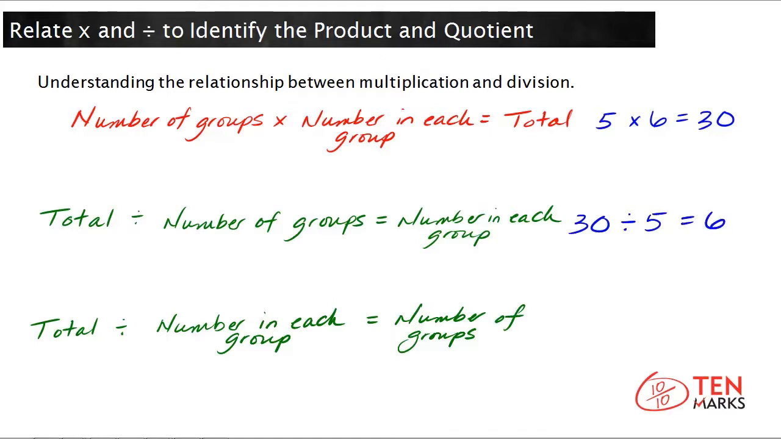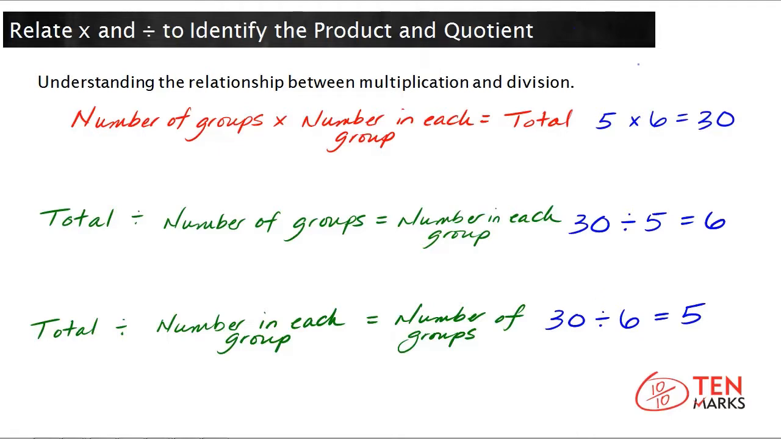You could also think of division as the total divided by the number in each group to find the number of groups. So the division sentence here would be 30 divided such that each group has 6 objects, and you can make 5 equal groups this way.